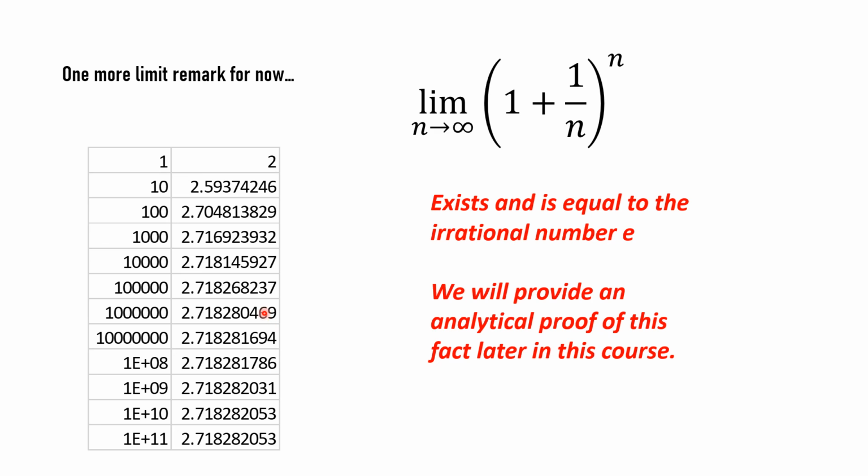And this is true. This limit, which is a little bit surprising, does exist, and it's equal to the irrational number called e. We need a little bit more calculus machinery before we can do this, but we will provide an analytical proof of this fact later in this course. A very important limit. In fact, some people argue that e is the most important number of all the numbers.